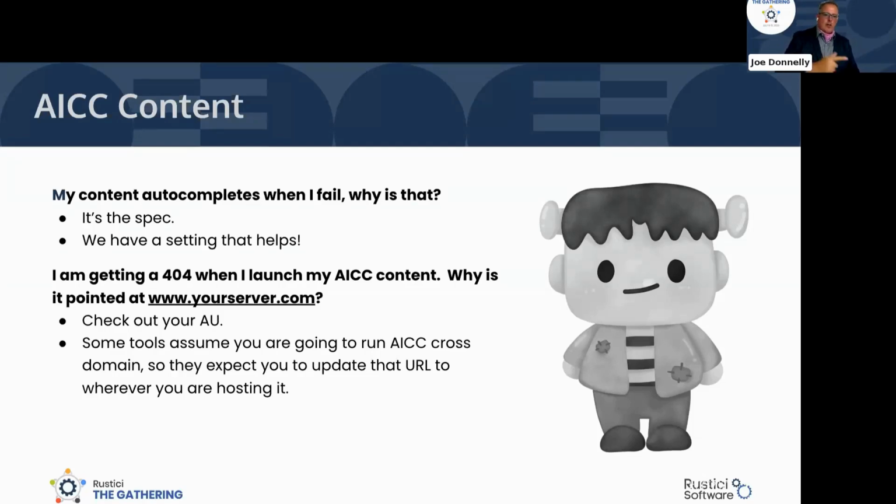Also, some authoring tools assume that your content's going to be cross-domain, and instead of actually linking you directly to your content when you publish it, it points you at a fake URL. And so in this case, you would go in, modify the AU file and make sure it's pointed at the content. But if you have AICC content, if you're having problems, give us a call. The spec really isn't out there anymore. I've got both a hard copy and one on my desktop, so I'm happy to help you through those kinds of problems.